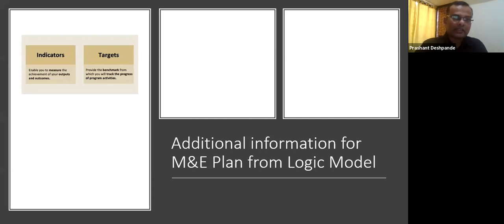Now indicators will enable us to measure the achievement. So when we talk about outputs or outcomes, they should be measurable. Those should be in numeric values or maybe some statements, maybe qualitative or quantitative. Those should be measurable. So if we can measure our outcomes and outputs, then those are called indicators.